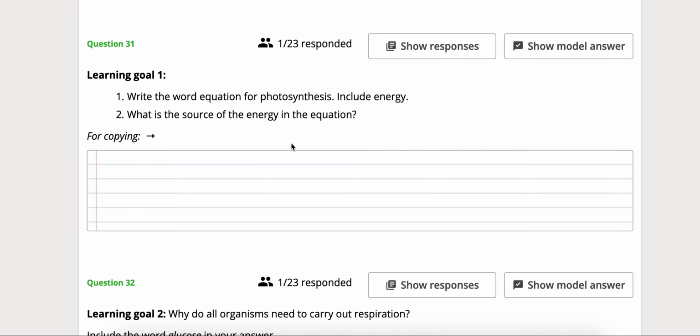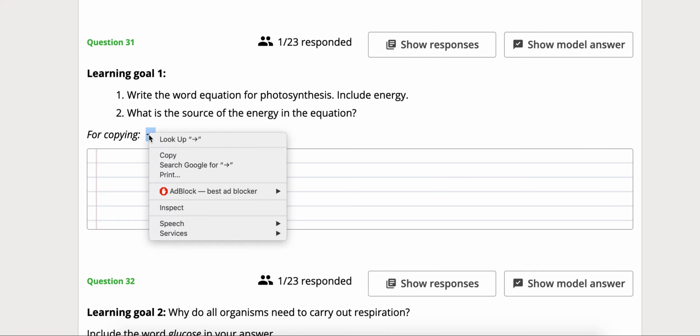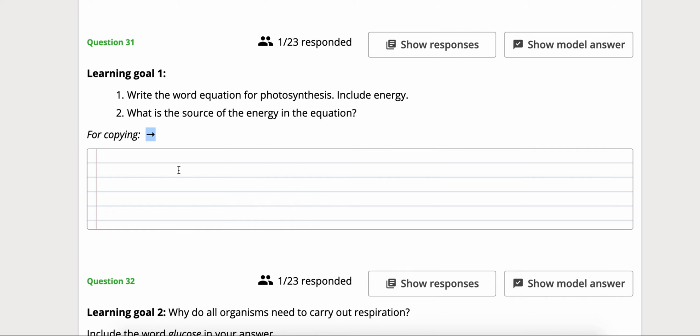With question 31, you are asked to write the word equation for photosynthesis, including where energy lies in this equation. And secondly, what is the source of energy in this equation? So where does this energy come from in the equation that you've just typed up? So in the equation that you're writing up, copy this arrow, so just highlight it and copy it, and then paste it into the written component.